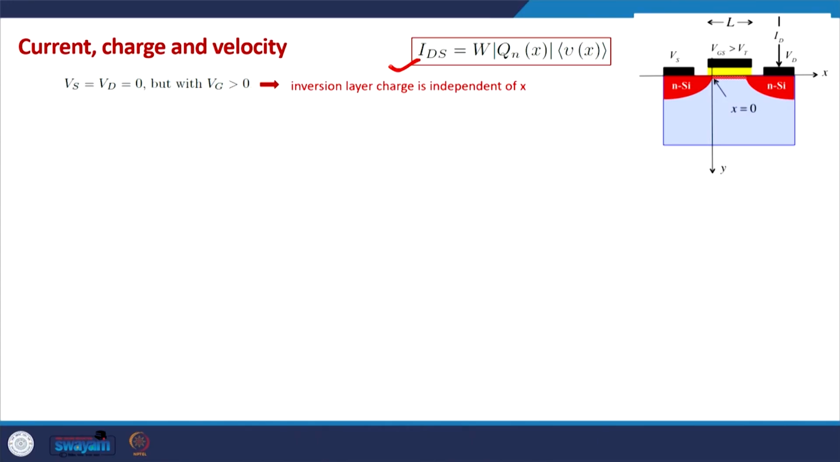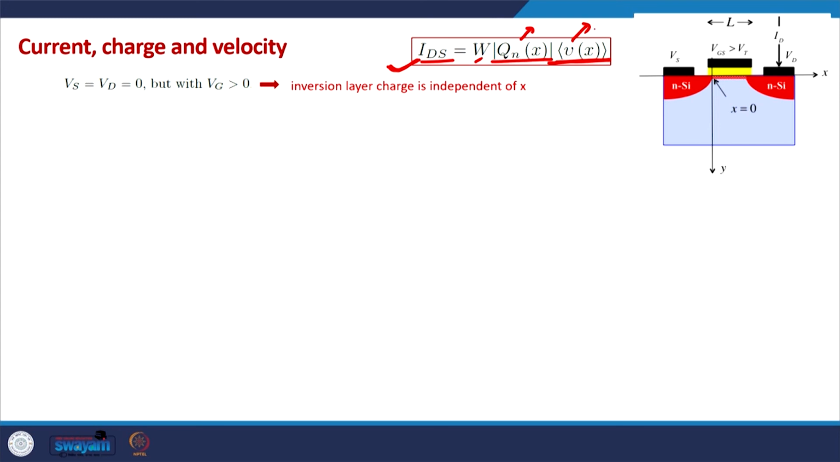The starting point is a fairly general form of current in a MOSFET. ID, the drain current, depends on the charge in the channel and the velocity at which this charge moves, multiplied by the width. So, ultimately what we need to do is find out how much charge is there in the channel and the velocity at which this charge moves.